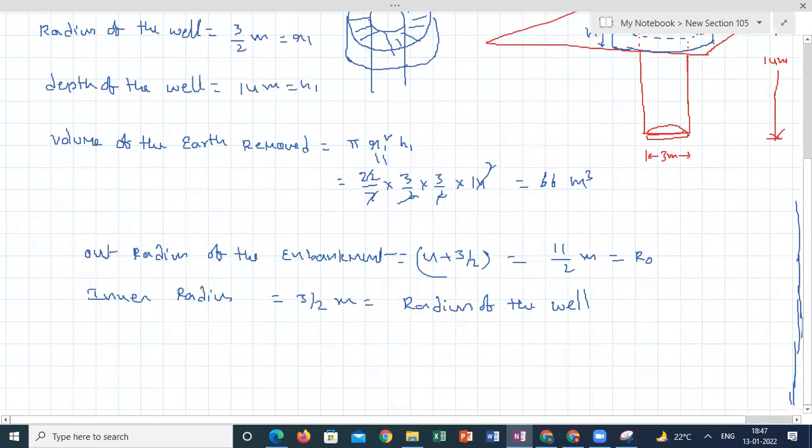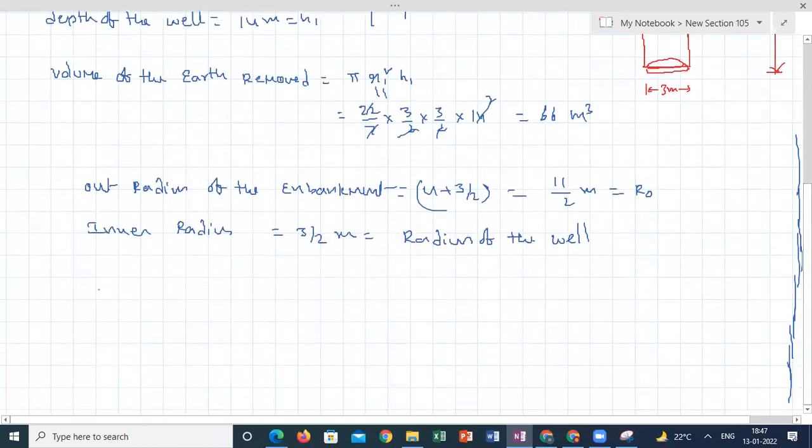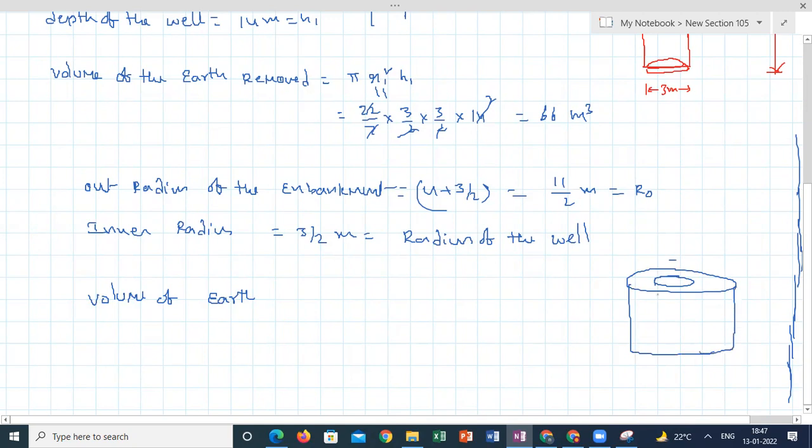So the volume of earth required to construct the embankment. Volume of earth. It looks like this. The embankment will look like this, a hollow cylinder. The embankment will look like a hollow cylinder.